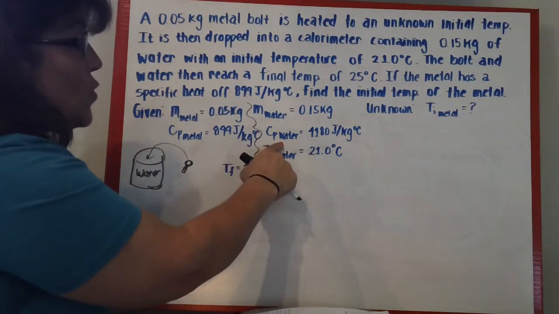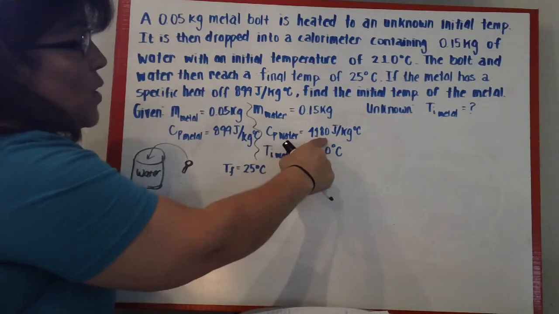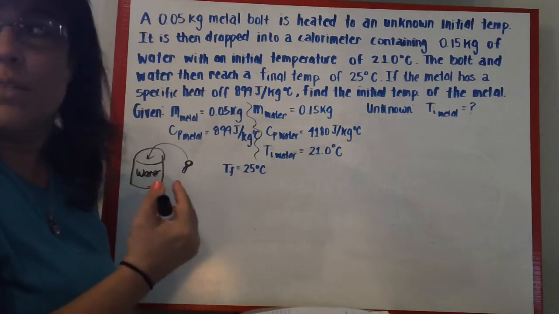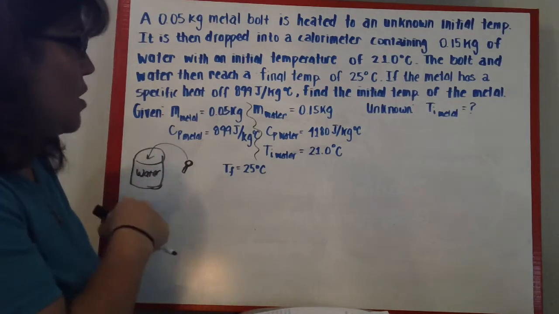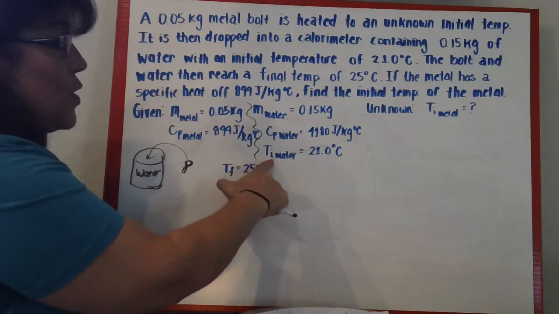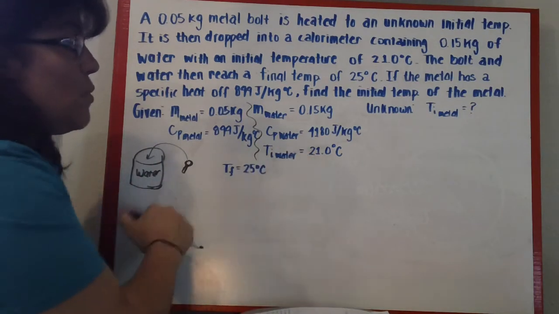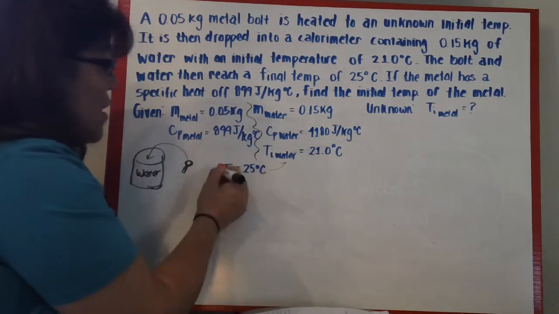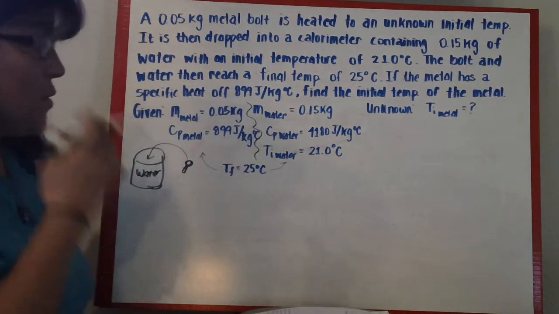Okay? We also know the specific heat of water, which is 4180 joules per kilogram degrees Celsius, and that also comes from a chart in our textbook. So we also know that the initial temperature of the water is 21 degrees Celsius, and we know that the final temperature of both the water and the metal is 25 degrees Celsius.